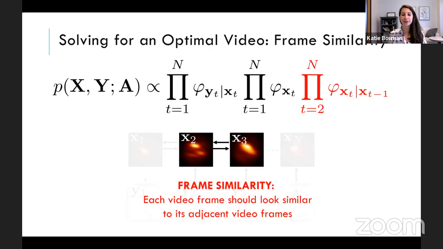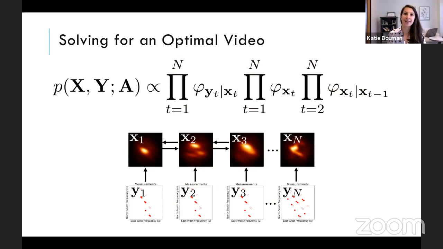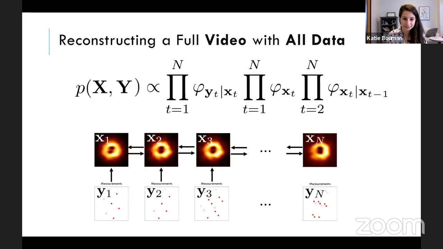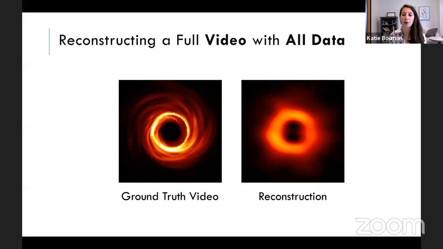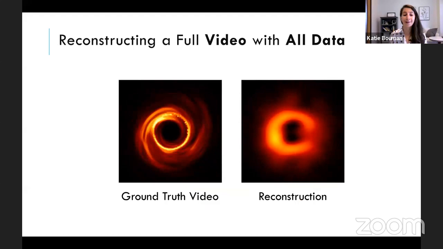And so by maximizing the probability of this joint distribution, we're able to change images from looking something like this to like this. Here on the left is the synthetic ground truth video from the simulation, and on the right is a video reconstruction obtained from this method when we assume the measurements were samples from the Event Horizon Telescope Array. Okay, and so this is a big improvement from the random gibberish we've seen before, but it's still not really what we wanted.